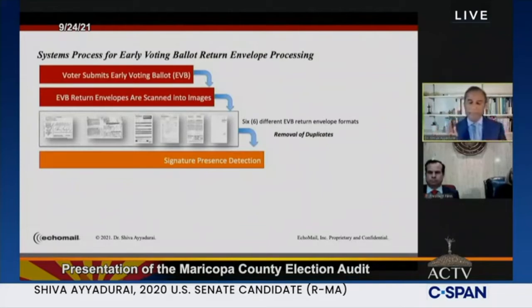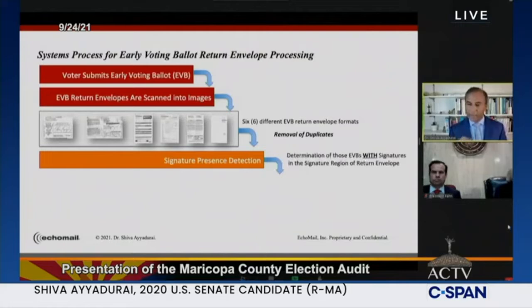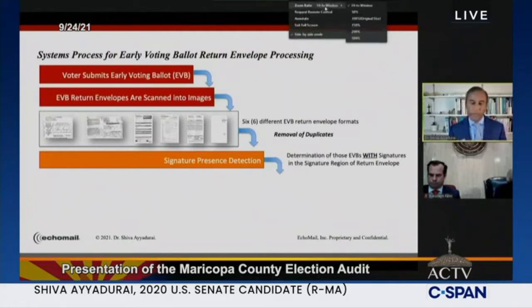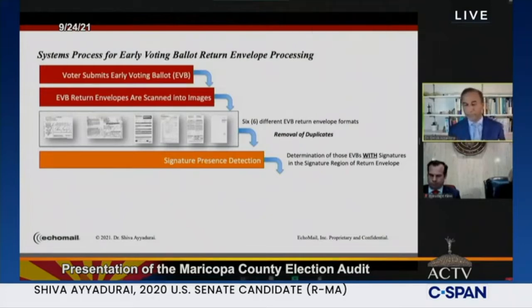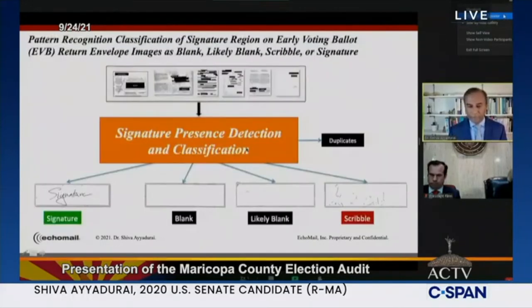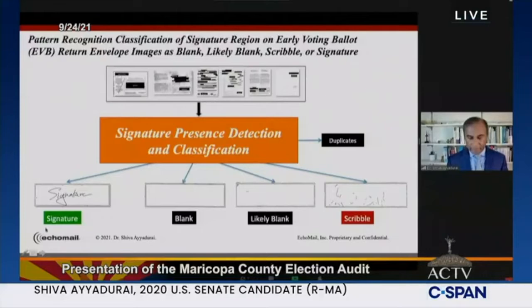So the process that we were really commissioned for was to do a very basic analysis to see, is there a signature there or not? Signature presence detection. So in that process, again, the goal is, is there a signature there in the signature region? Interesting enough, some people don't follow instructions, they write all over, but it wasn't our job to go scan everywhere. Our job was to look in that signature region.